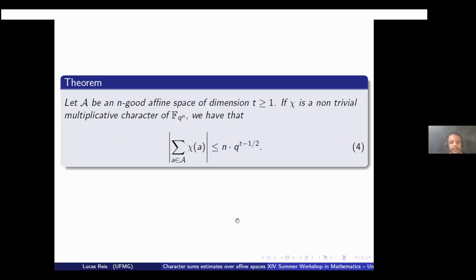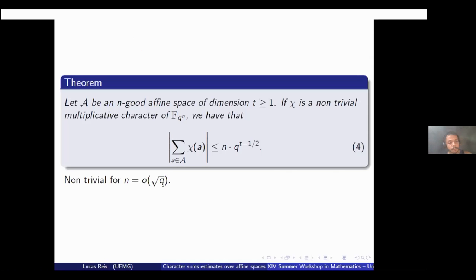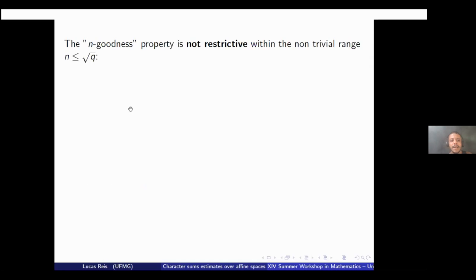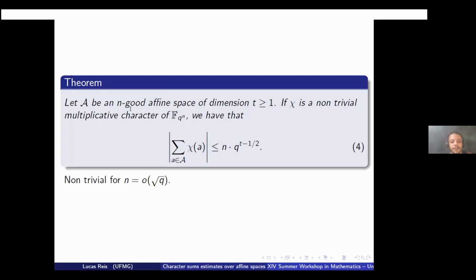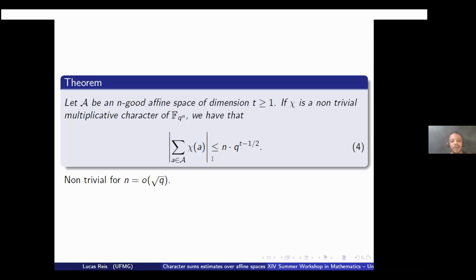So just to recall the statement, we observe that this is non-trivial and is a little o of square root of Q. And now, just to move on, we have this condition here, right? I'm assuming that this affine space is n-good, right? I just want to show that in this range of non-triviality of this bound, this n-goodness property we ask is not restrictive, in the sense that if an affine space is not n-good, then this character sum actually reaches the trivial bound, right? So whenever the trivial bound is not reached, we always have this inequality.